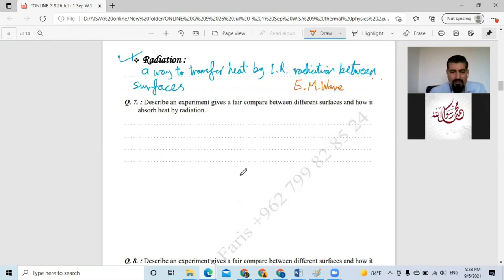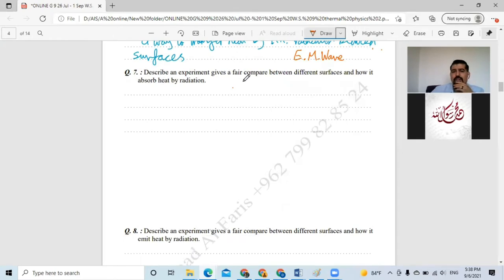Now, I want to do two experiments here, okay? One experiment to compare different surfaces: which one has a high ability to absorb heat, and which one has the highest ability to emit heat. Which surface will absorb more heat, the white or the black? Yes, the black. Which one has the ability to lose heat quickly and become colder, the black or the white? Also the black.